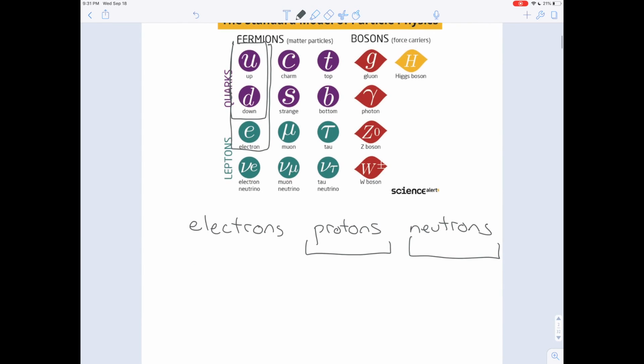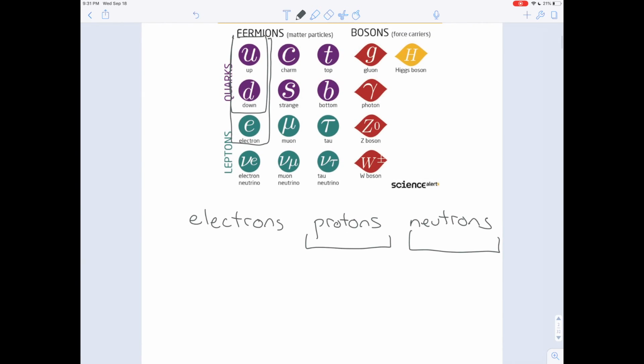So the protons and neutrons are made up of smaller pieces. The protons end up being made of two up quarks and one down quark. And the neutrons end up being made of two down quarks and one up quark. And the quarks are swirling around in the space that we think of as the protons and the neutrons.